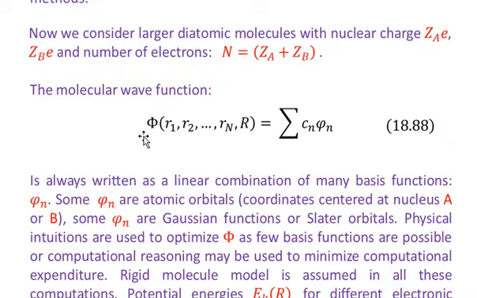The molecular wave function phi, as a function of r1, r2, and so on up to rN, comma capital R, is equal to the summation over n of Cn phi n, where phi n are the basis functions or the atomic functions, and Cn are the constants in the linear combination of these expansions. Capital R is the separation between the two nuclei, nucleus A and nucleus B, and r1, r2, and so on up to rN are the distances of the electrons from their center of mass.